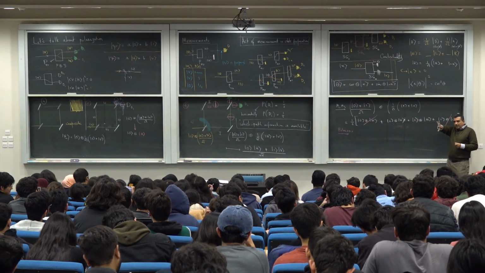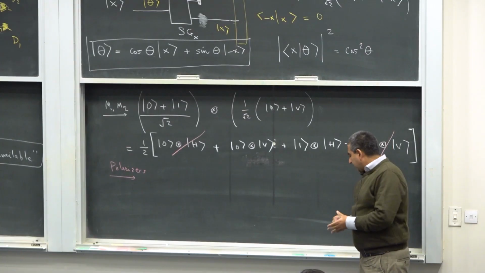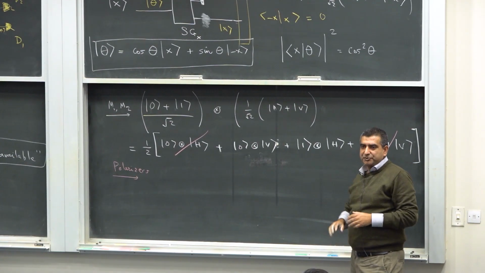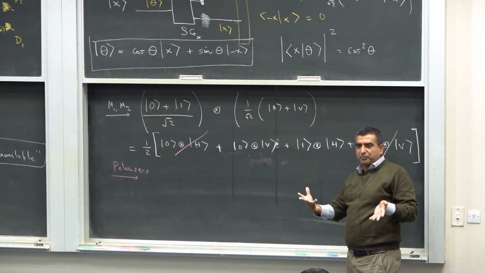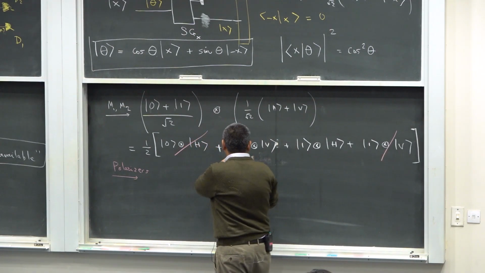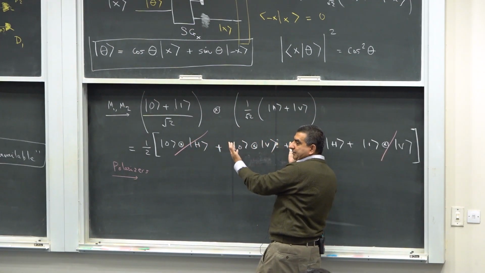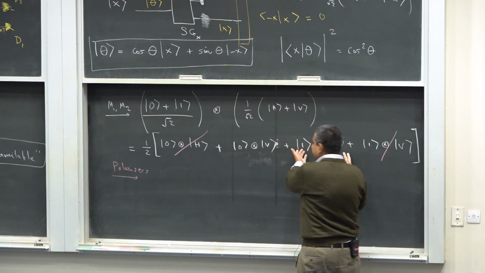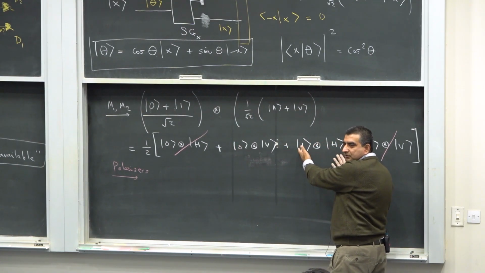So I'm blocking half of these probability amplitudes, half of the terms. That's what the polarizer does. It just doesn't let this pass through. This state does not propagate. It's blocked. Likewise, this state is blocked. Got it?